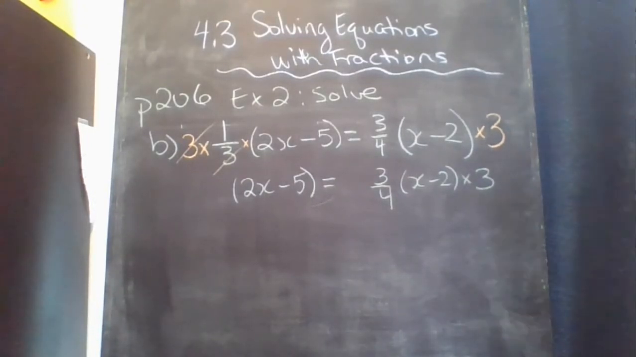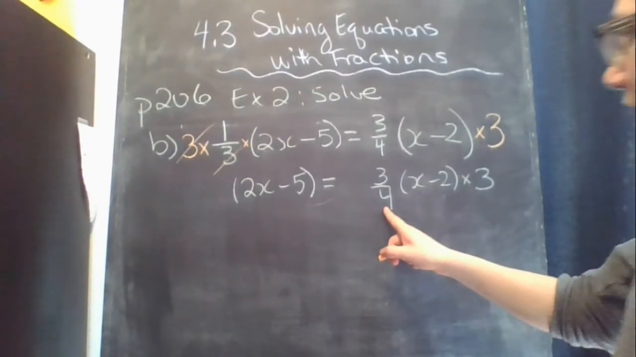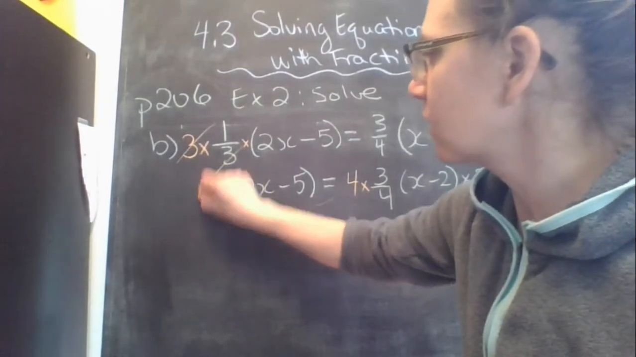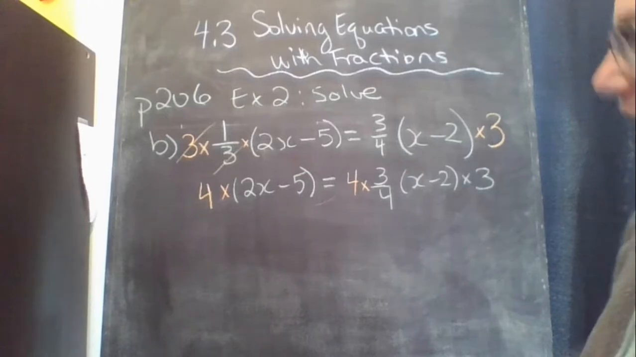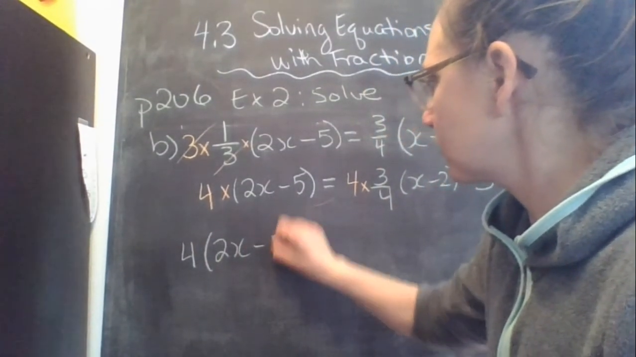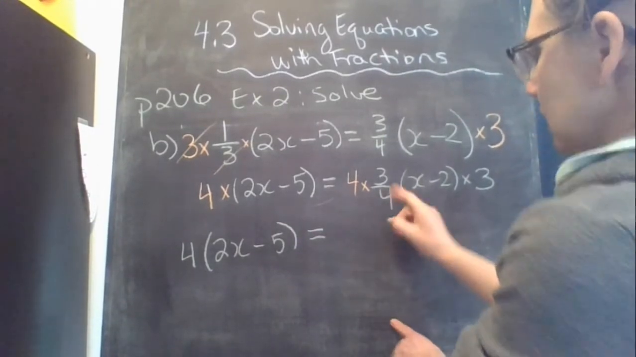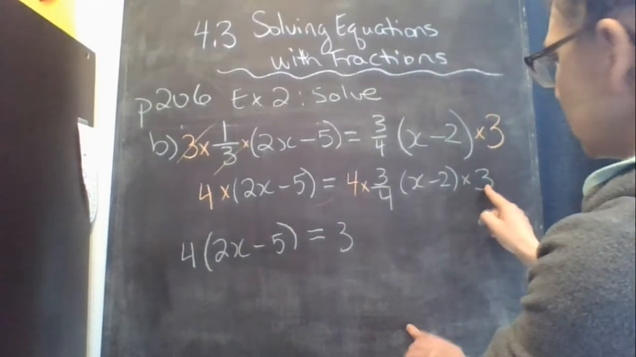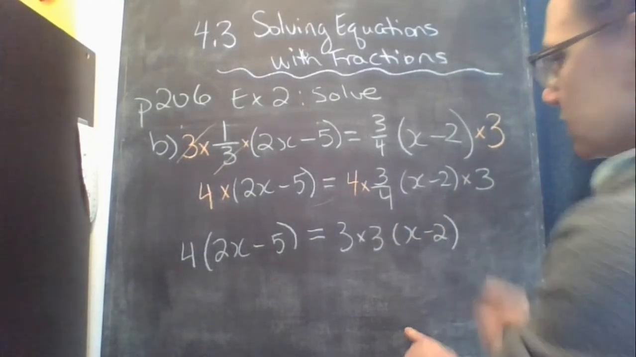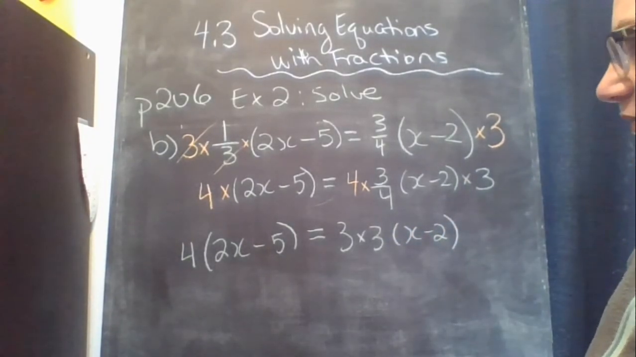Okay. Let's get rid of this 4 here. So right now it's in the denominator. So let's times everything by 4. So that leaves me with 4 times 2x minus 5 equals 3 times 3 times x minus 2. Okay, let's simplify this out.